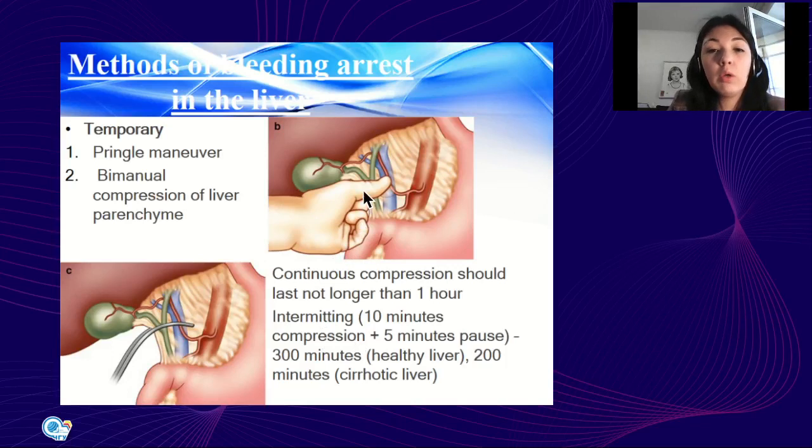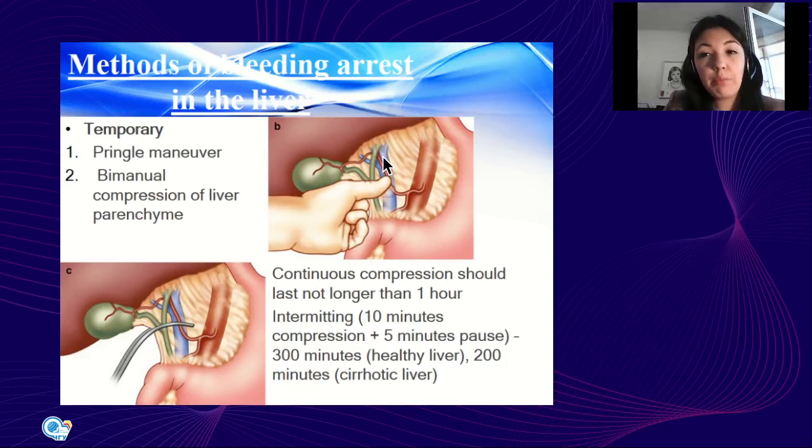We can also perform selective Pringle maneuver. It is a compression of branches of proper hepatic artery and portal vein. So we can move a little bit higher, but it requires some separation, removal of tissues in the hepatoduodenal ligament, or maybe we will even have to enter porta hepatis, and we can compress right or left branches of proper hepatic artery and portal vein.